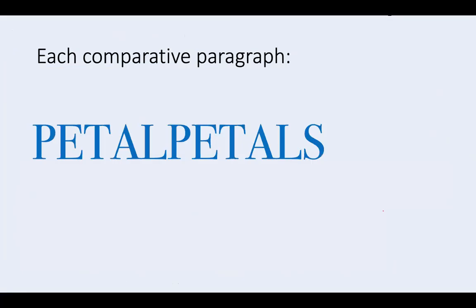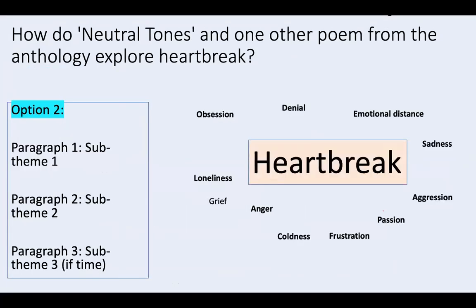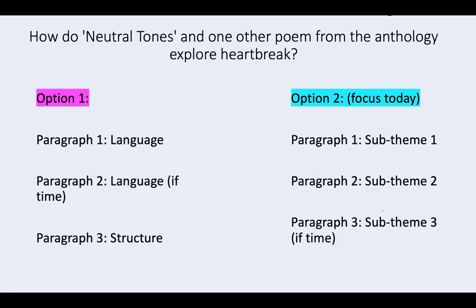If I go to the very beginning again, you can do it by looking at sub-theme, sub-theme, sub-theme, or language, structure. Now, you'll see I've put in parentheses "if time". A lot of people are only able to write two comparative paragraphs. Think about how long those comparative paragraphs are that you just saw the students wrote, and remember that you have about 50 minutes to write these paragraphs. So if you are struggling with time, it is okay to write just two paragraphs. Your aim would be to get three in, but if you are struggling with time, two is all right, okay?